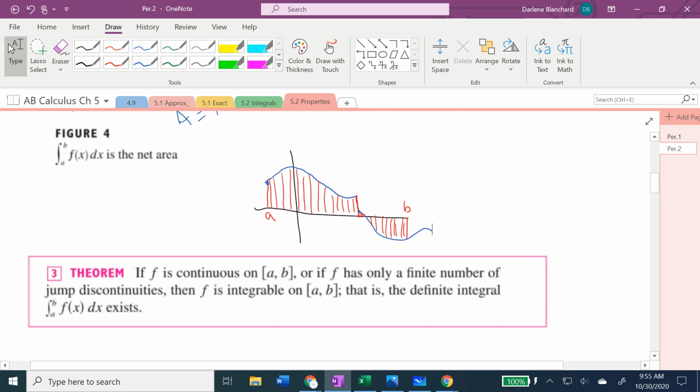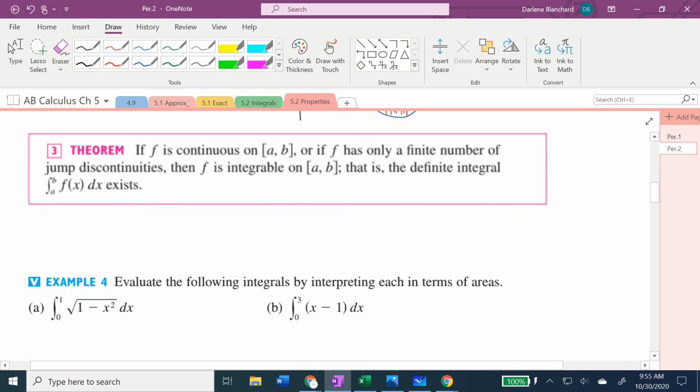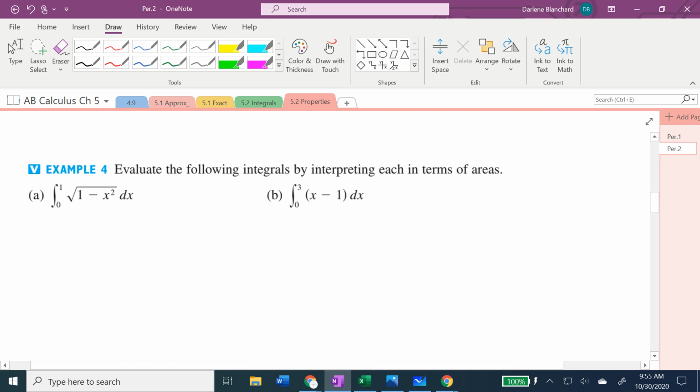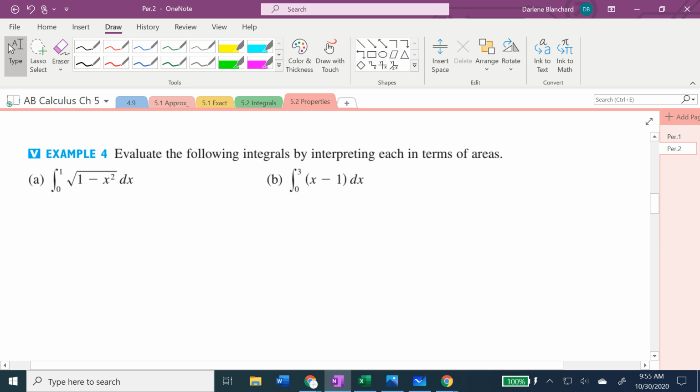And then the quick redo here, you will be solving integrals for functions that are continuous with a possible jump discontinuity. All right. Now, examples. You're going to find these integrals by looking at the area.